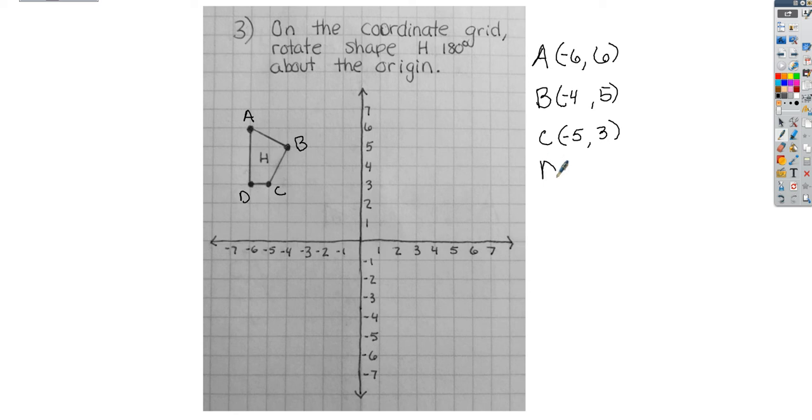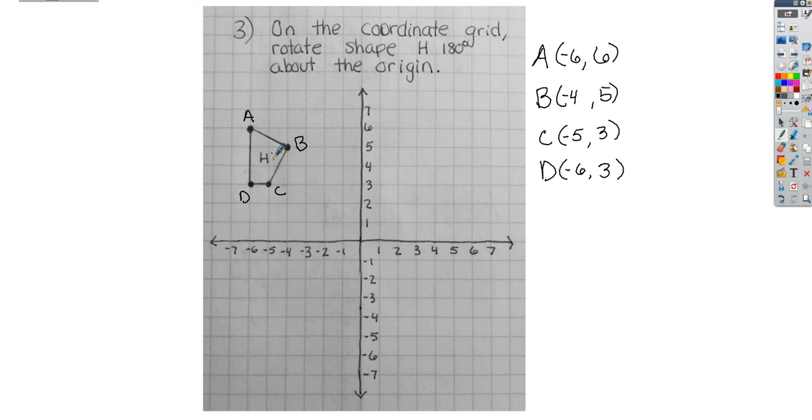And our last point, D, again, we start at the origin and count over until we can go up. So 1, 2, 3, 4, 5, 6, so negative 6. And we go up 1, 2, 3. So these are our original points for shape H.